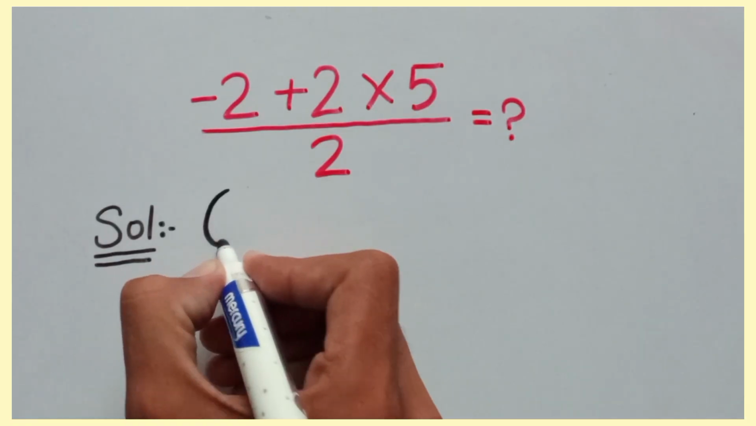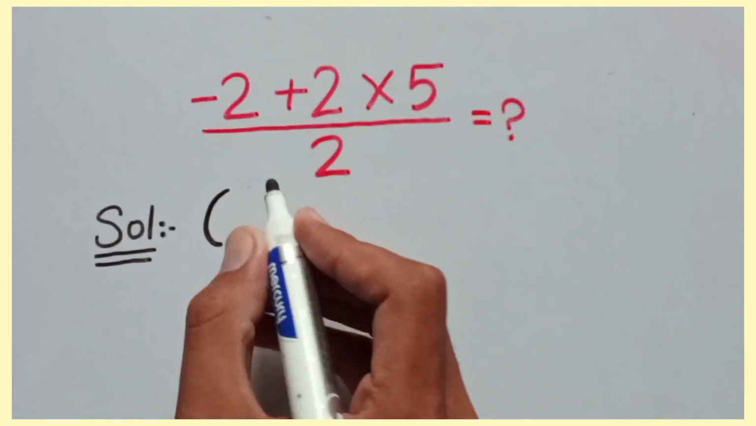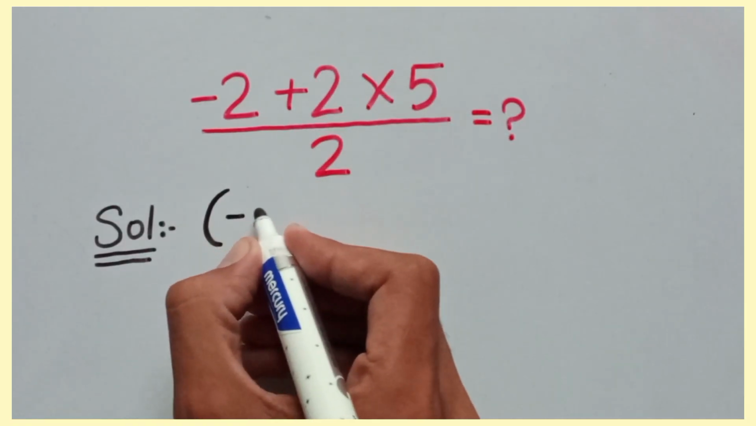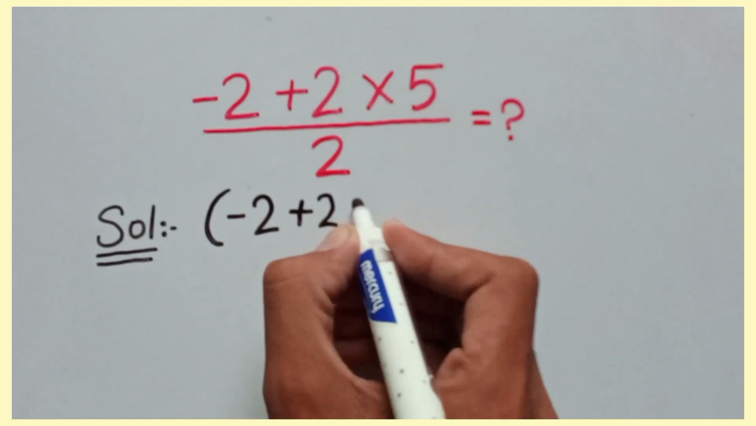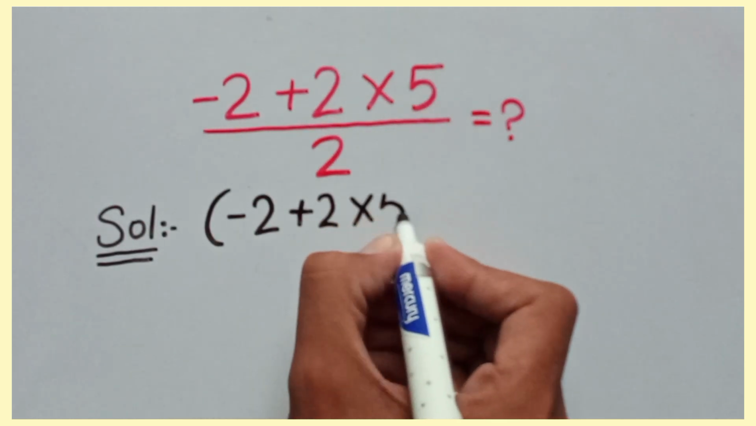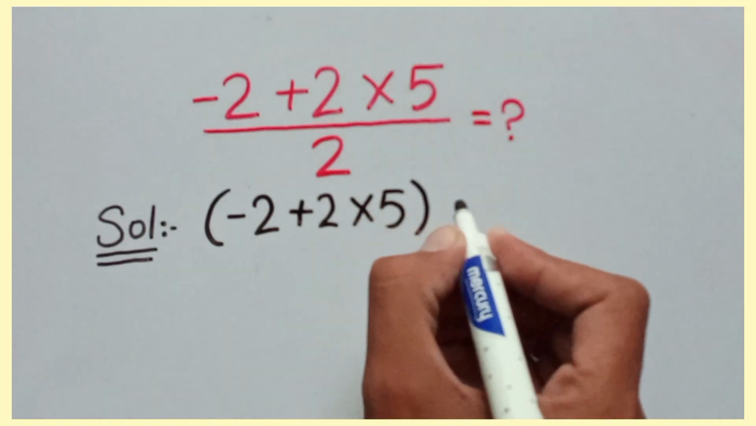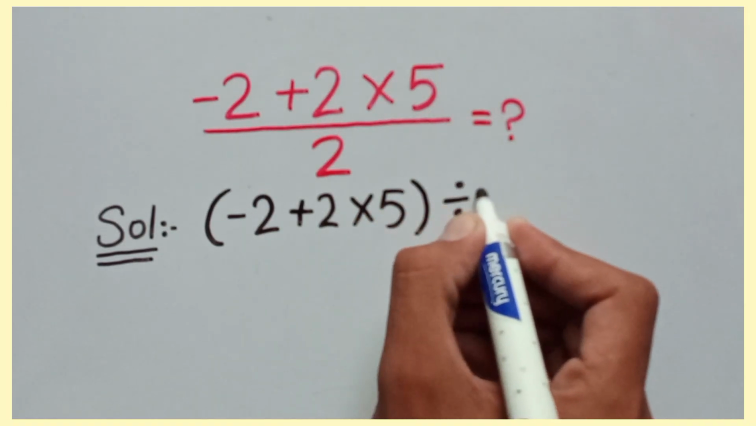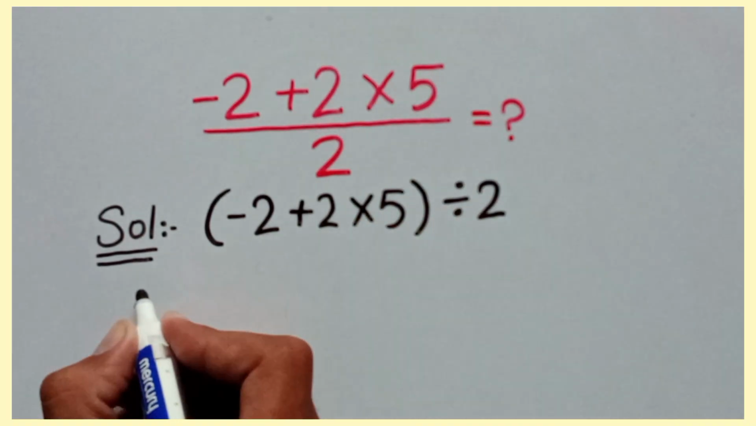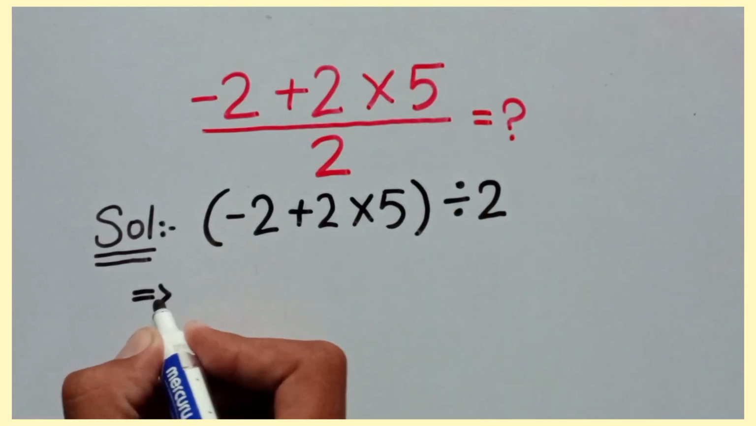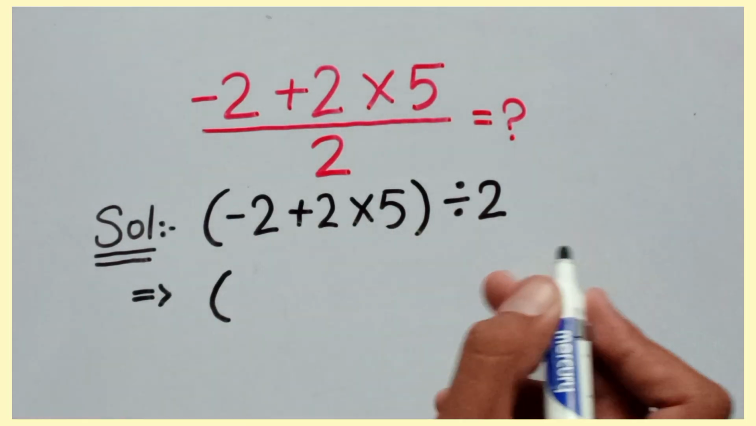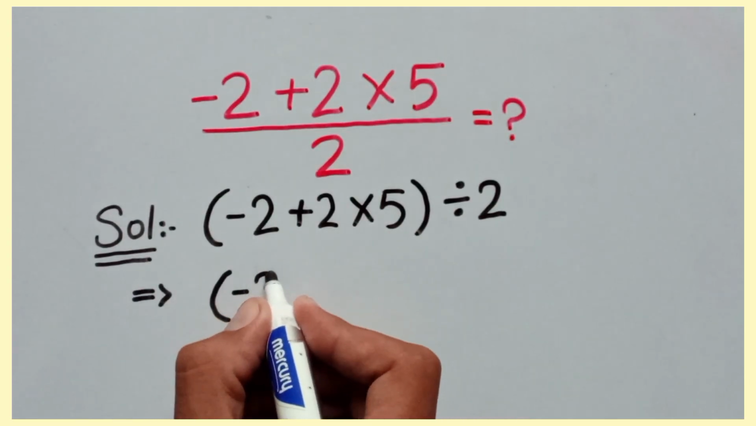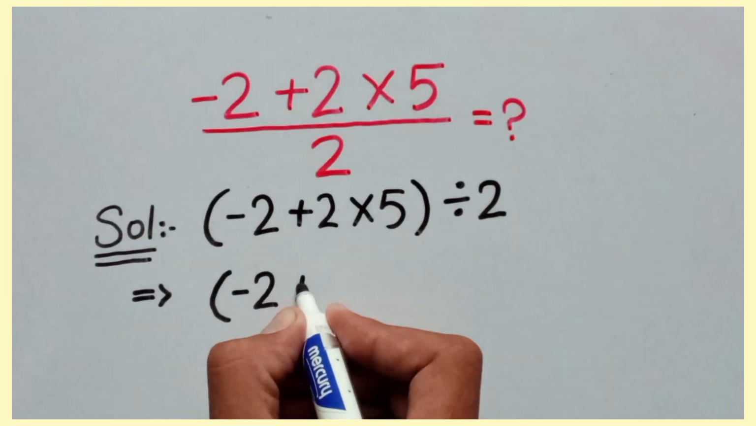So firstly, I can write this fraction in this form: parentheses -2 plus 2 times 5, divided by 2. Okay guys, now in the next step, parentheses have higher priority than other operations. So firstly I can solve the parentheses.